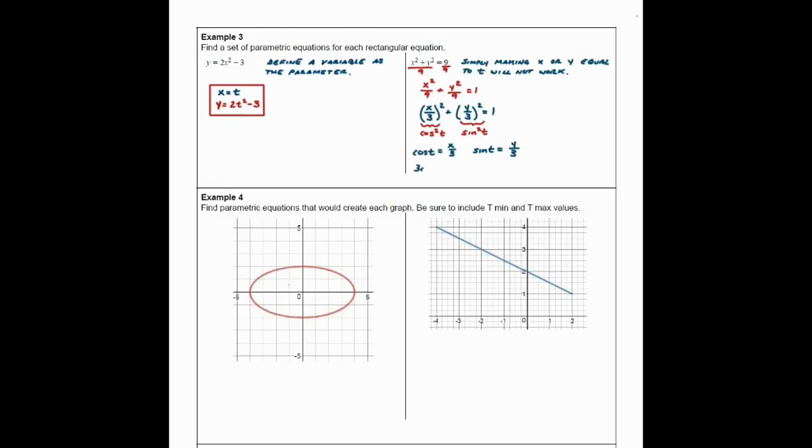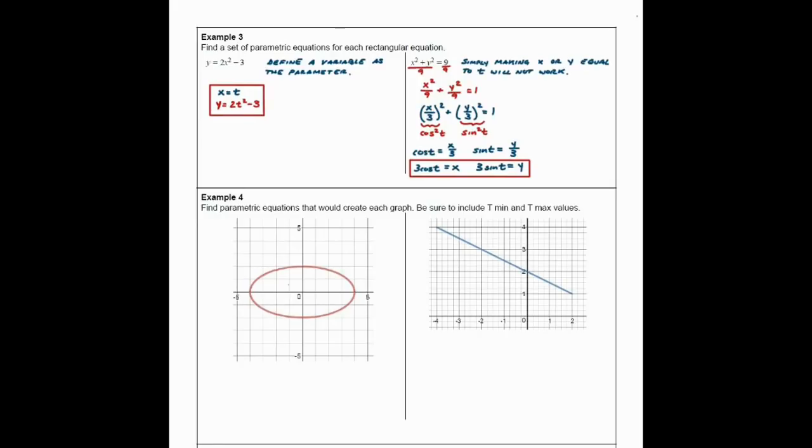And then in terms of writing x and y in terms of t, I would just have to multiply both sides of each of these by 3. And what I'd get is 3 cosine of t equals x and 3 sine of t equals y. Now I do want you to think for a second what this graph would look like.